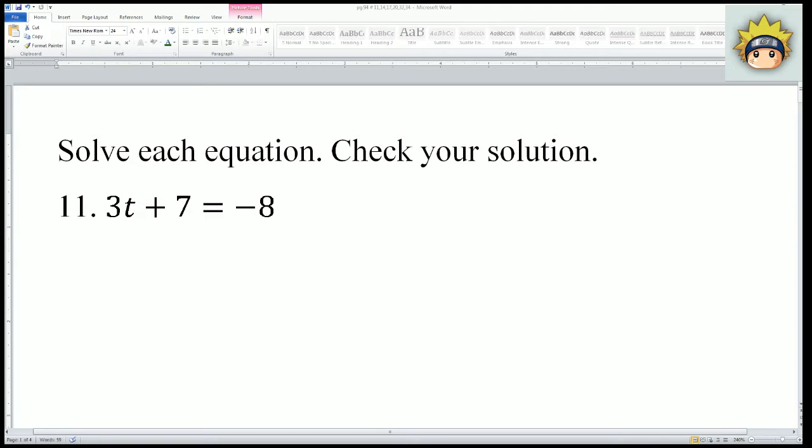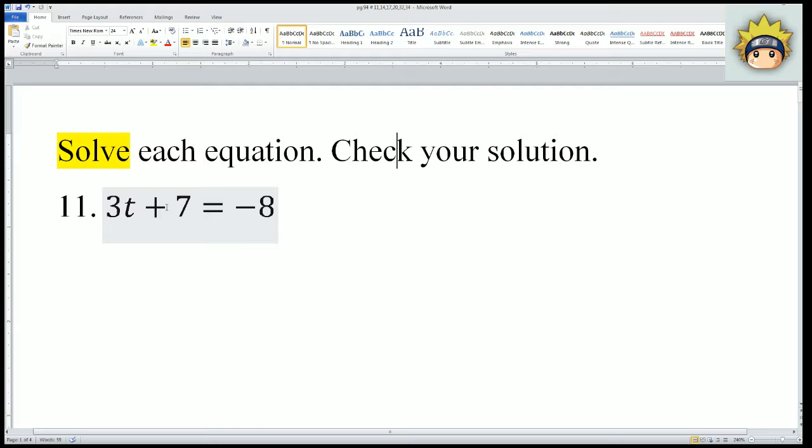Number 11 gives us 3t + 7 = -8. A short review: solve means to get the variable alone, and to do that, we have to do the inverse operation. When there are multiple steps, we try to get rid of the outside stuff first, then we work inwards.